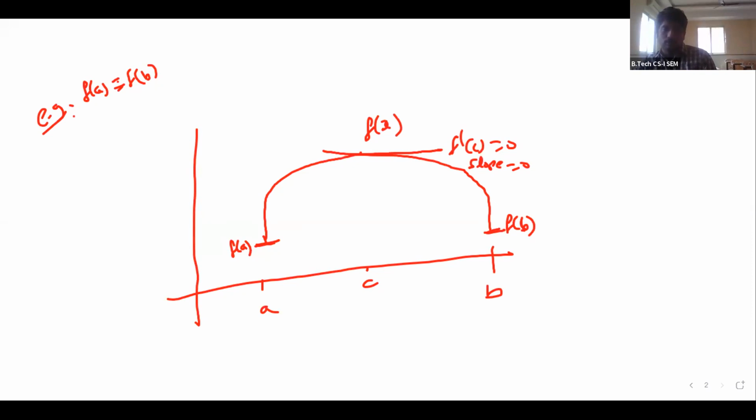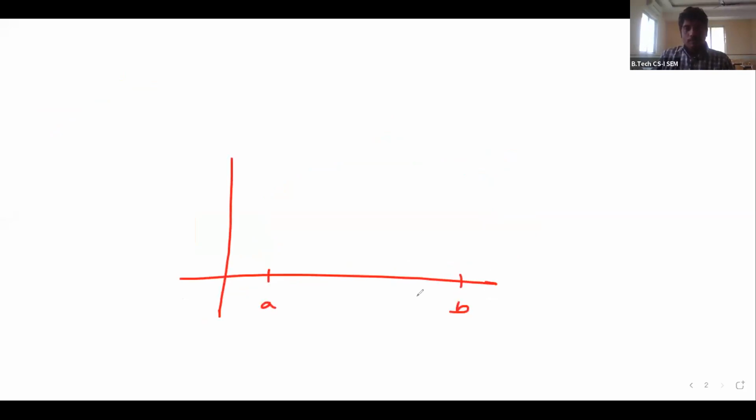I will just rewind the things once and then go to the problem quickly. If f is continuous from A to B, and the starting level is the same as the ending level, then there exists a C such that the tangent at C will be parallel to the x-axis. That is Rolle's theorem.